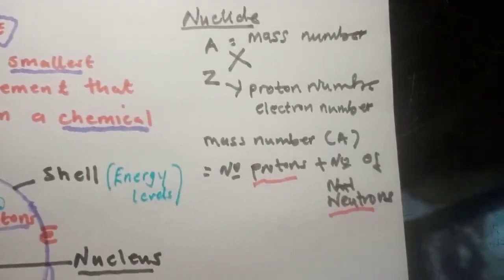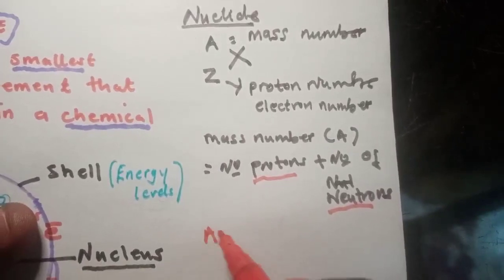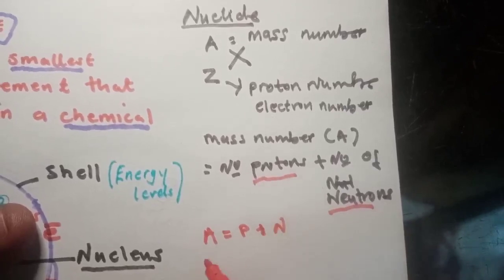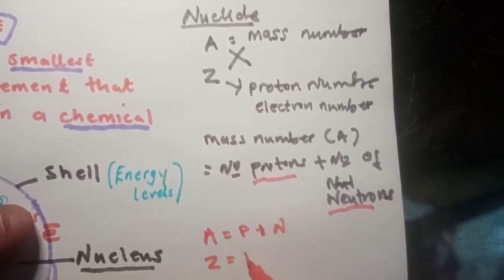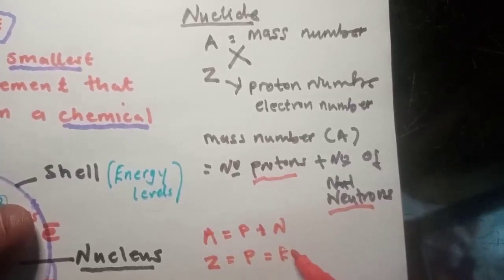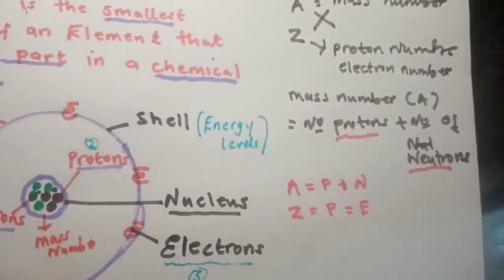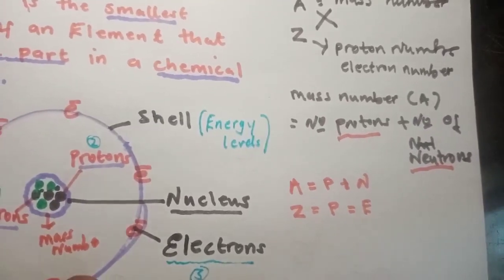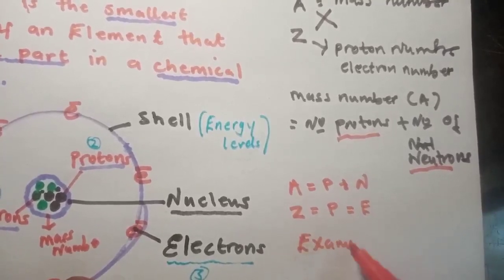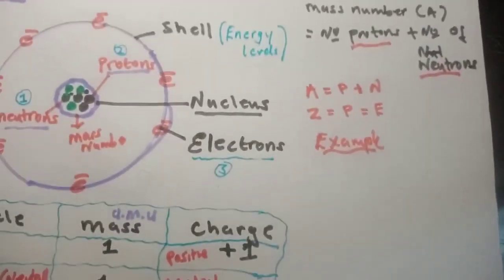So mass number is simply equal to what? Protons plus neutrons. We can write it as mass number A is equal to protons plus neutrons, and then Z is simply equal to protons, which is also equal to electrons, since we said protons and electrons have the same number. So let's give an example. Now these nuclides, you don't need to memorize them because they are there on the periodic table.